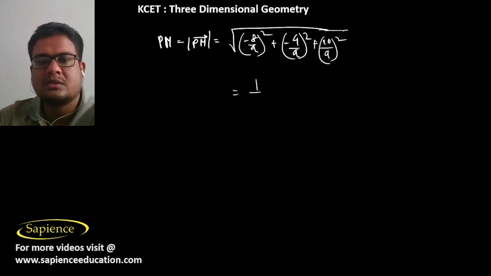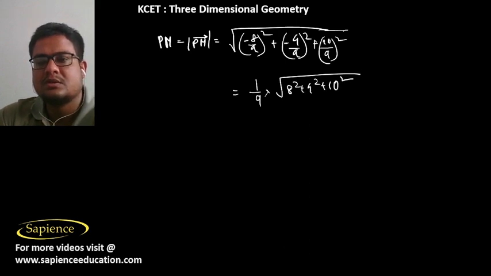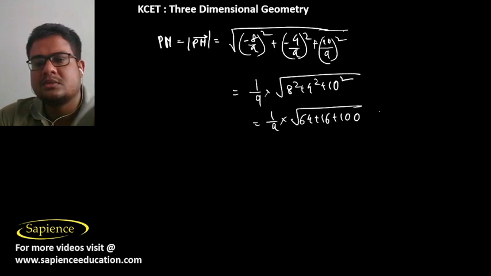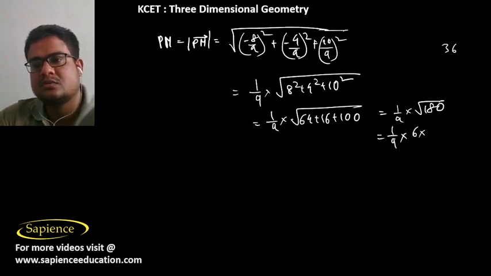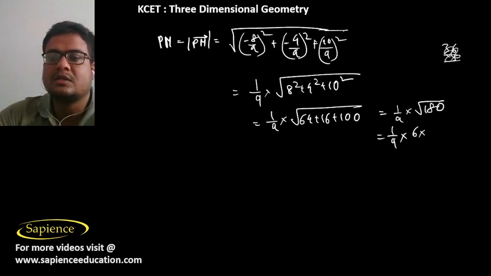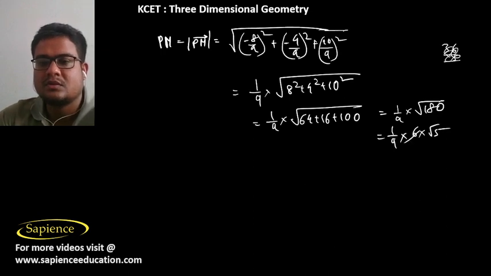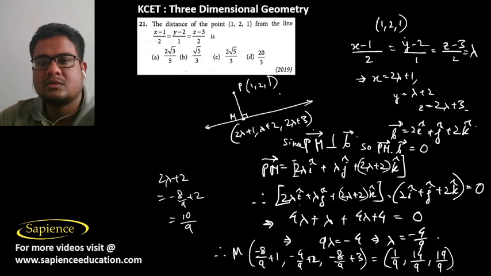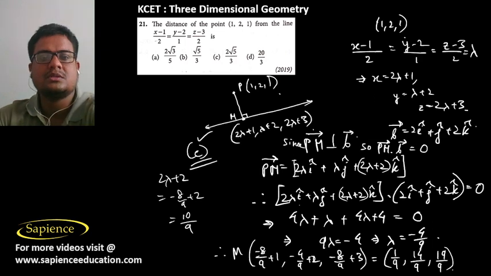This will be equal to, I can take 1 by 9 outside as common, square root of 8 square plus 4 square plus 10 square. 1 by 9 into square root of 64 plus 16 plus 100, that is 180. So 1 by 9 into square root of 180, that is 1 by 9 into 6 root 5, so this is 3 root 5 by 3. Option C is the correct answer.